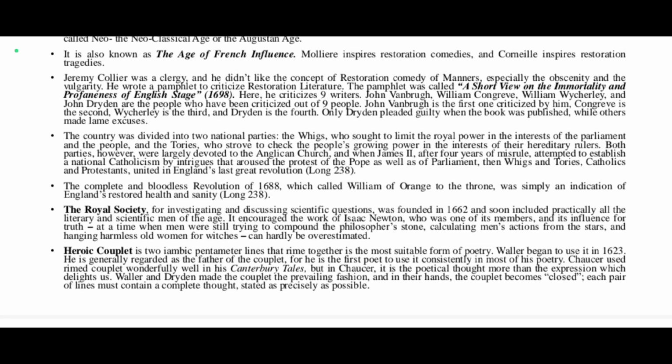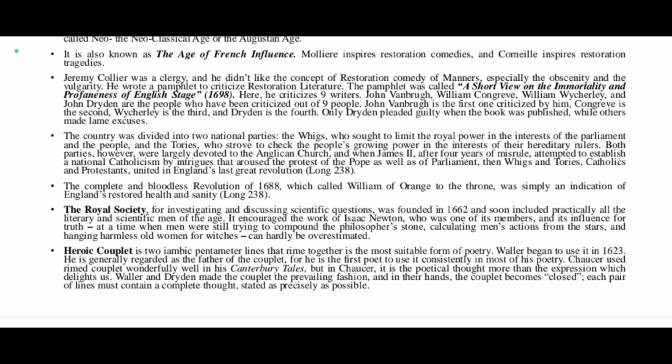So during that time, we also had the Royal Society, which was for investigating and discussing scientific questions. It was founded in 1662 and soon included practically all the literary and scientific men of the age. It encouraged the work of Isaac Newton, who was one of its members, and its influence for truth at a time when men were still trying to compound the philosopher's stone, calculating men's actions from the stars, and hanging harmless old women for witches can hardly be overestimated.